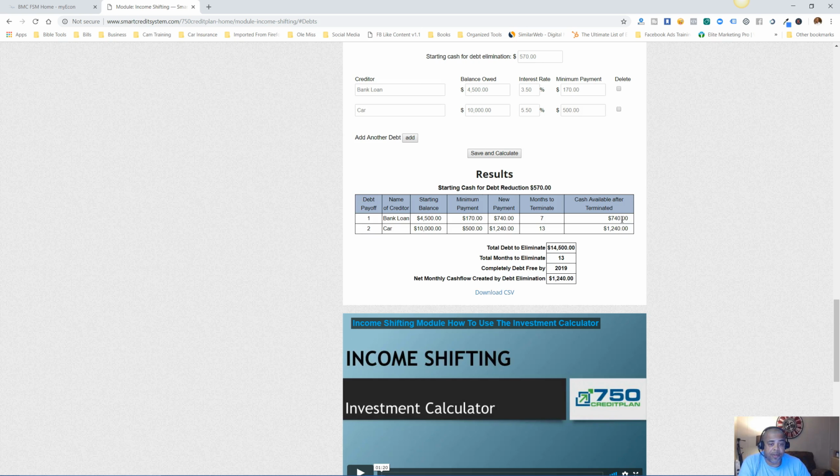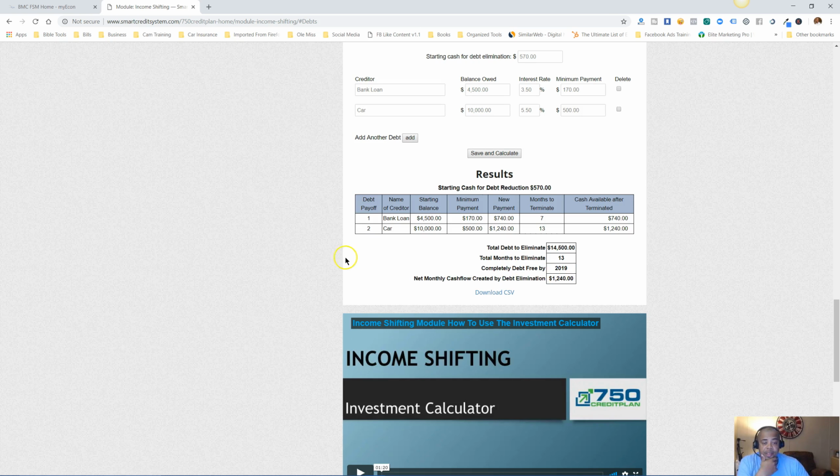Okay. Now you take the $740 and add it to the $500, and your new payment on your car loan, which is a $10,000 balance, becomes $1,240 instead of 3 years or 4 years. Now you're down to a year and a month. Okay. Now you have an extra $1,240 coming into your household monthly. You have added more income into your household, and that's what you had. You'll be completely debt free by 2019.